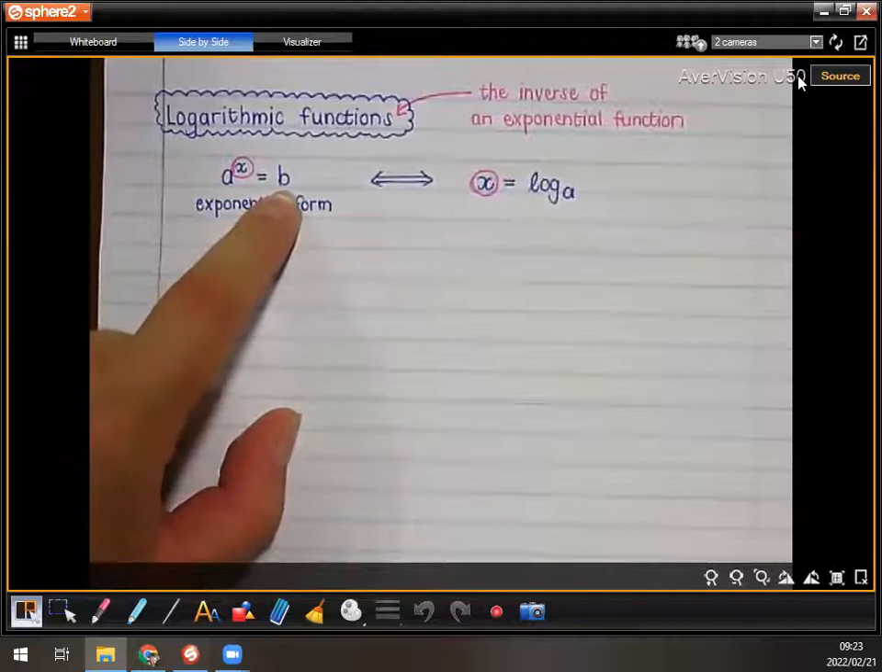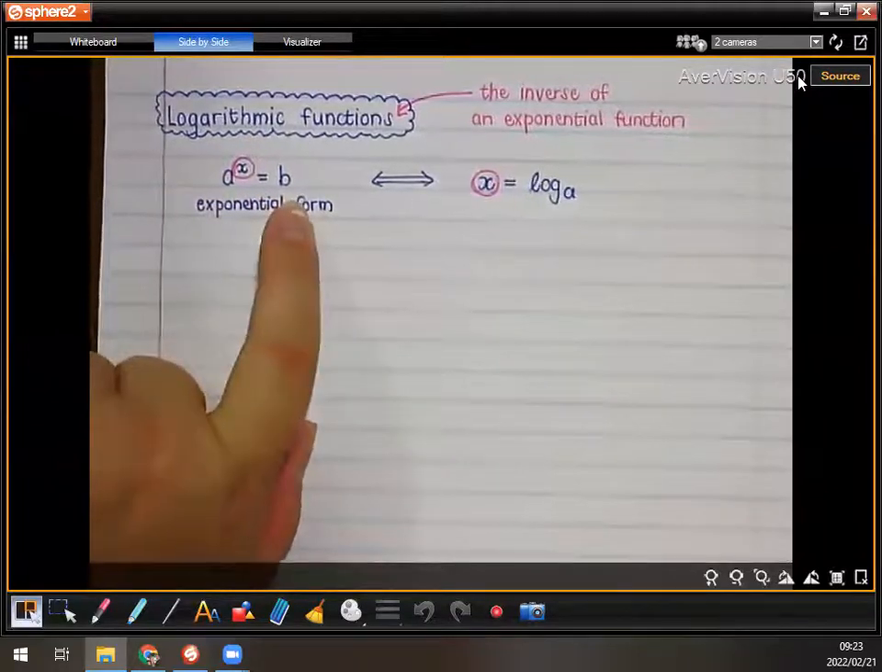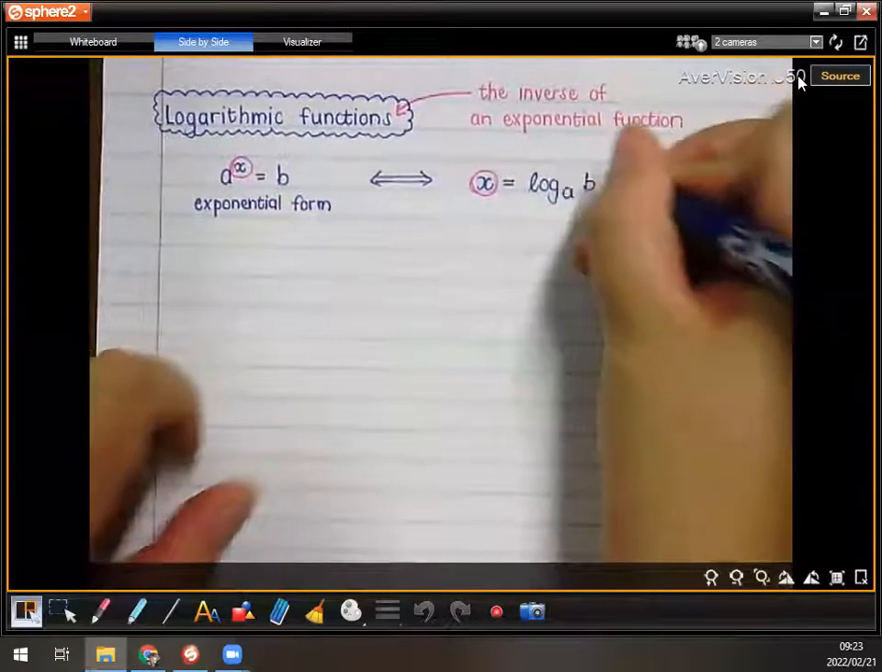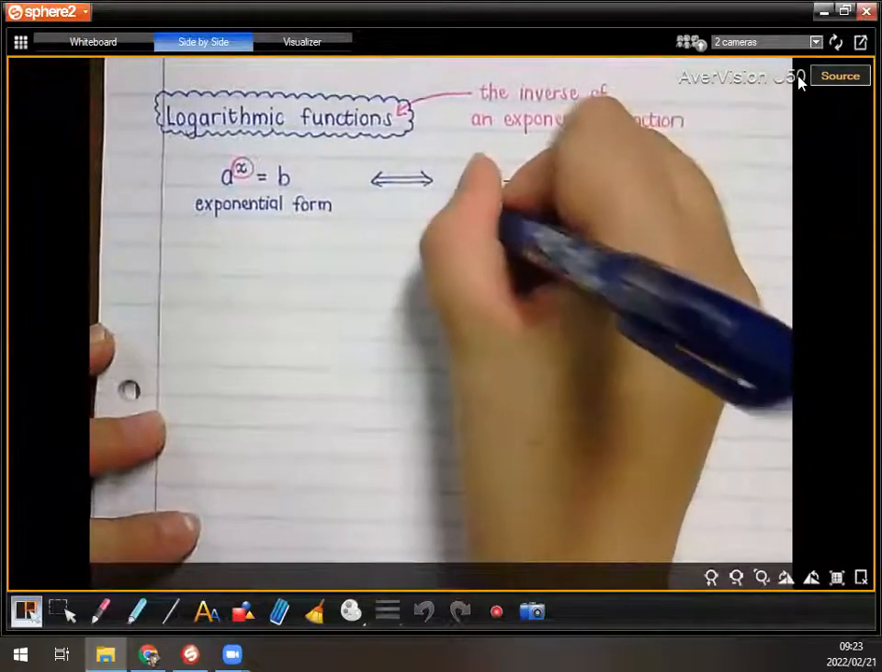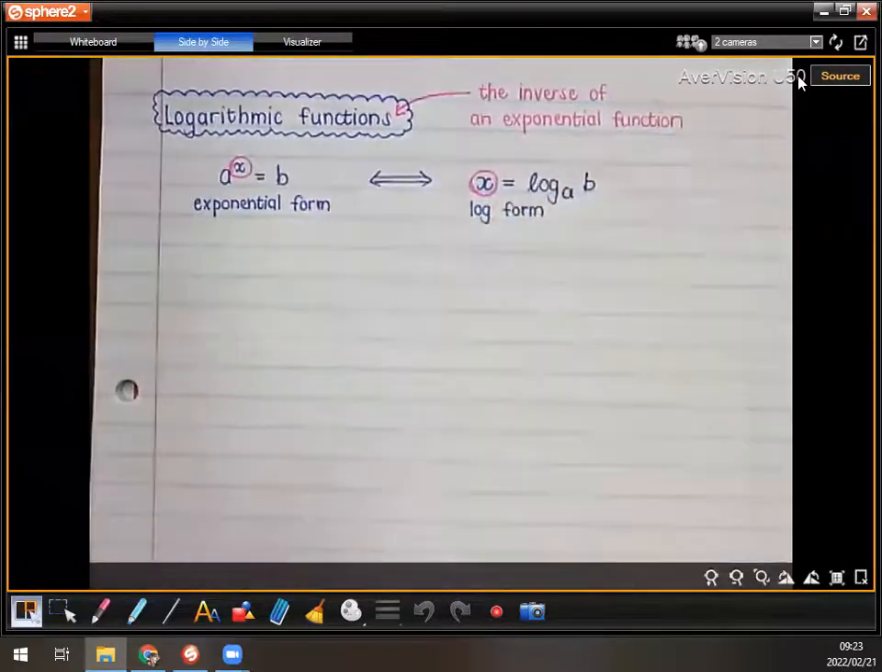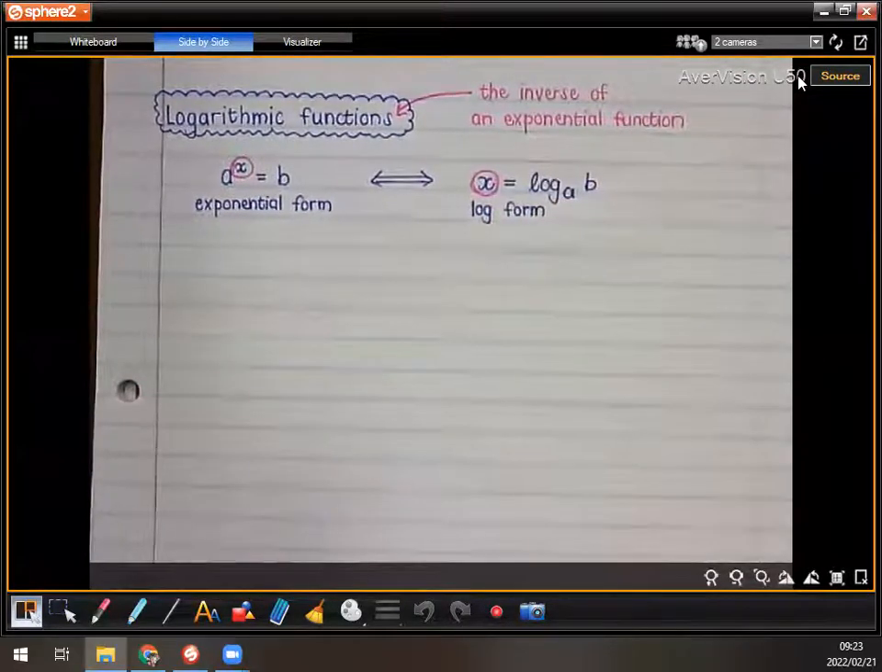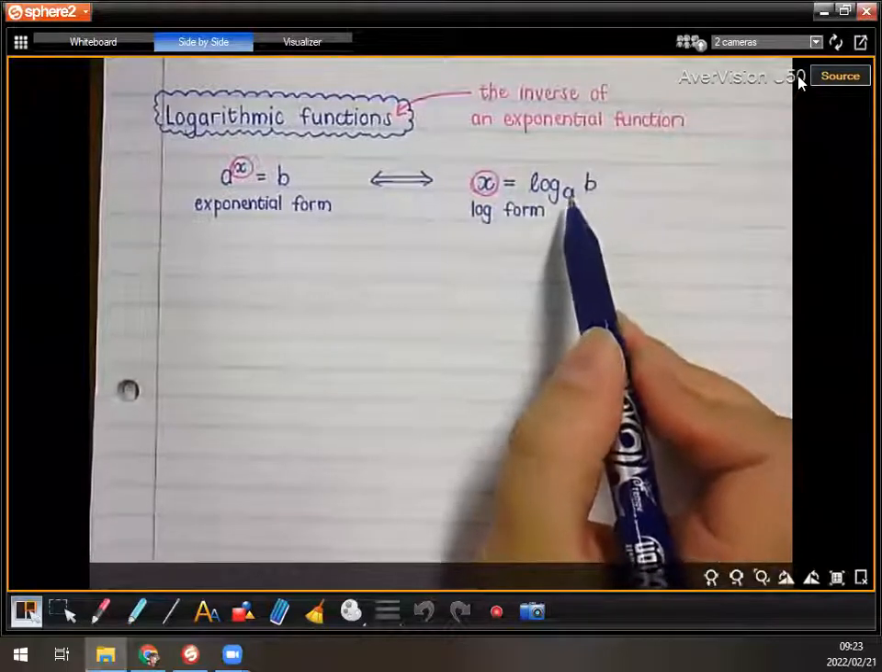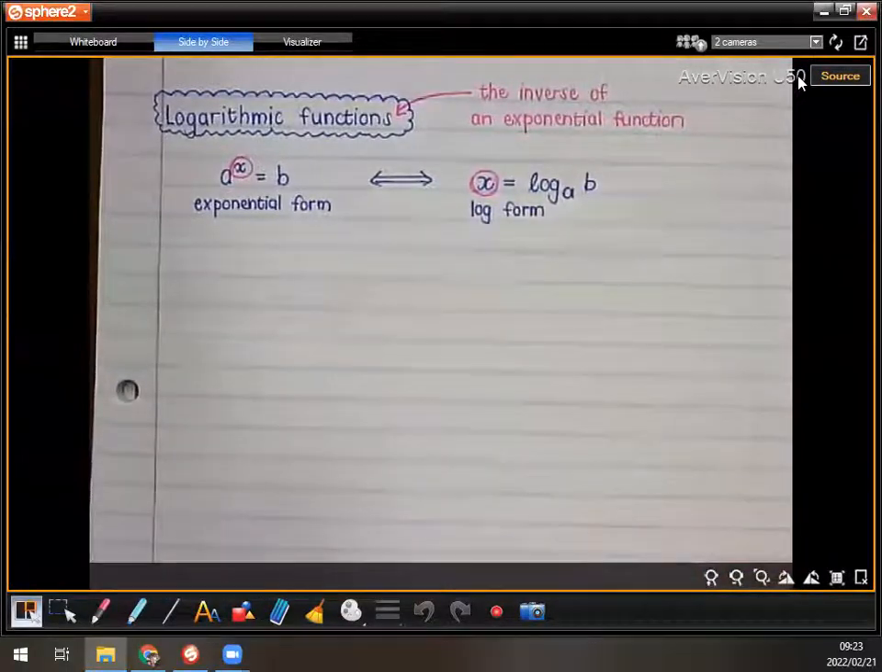And then the only variable here that's left is the b. Okay, so the b is just going to go after that log. This is log base a of b. And guys, the nice thing about this is if a and b are numbers, you can type that into the calculator and it will give you an answer.